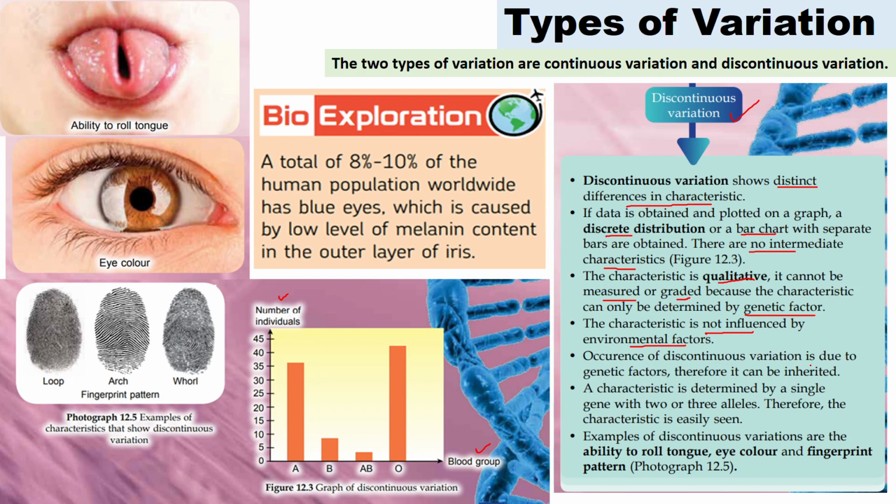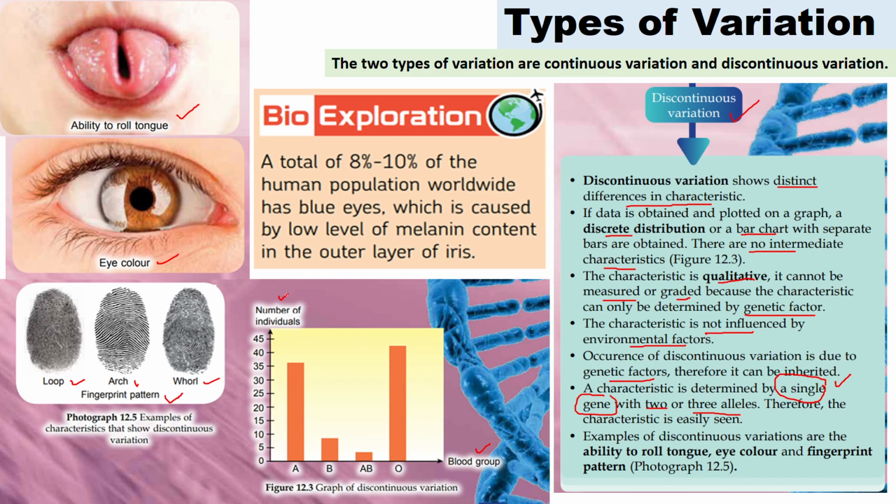The occurrence of this discontinuous variation is due to genetic factors, as we have mentioned just now, therefore it can be inherited. The characteristics are determined by a single gene with 2 or 3 alleles. Therefore, the characteristics are easily seen. Here this picture shows the examples of discontinuous variation. For example, whether one can roll their tongue or cannot roll their tongue, the eye color, and also the fingerprint pattern, whether it is looped, arched like this, or whorl.